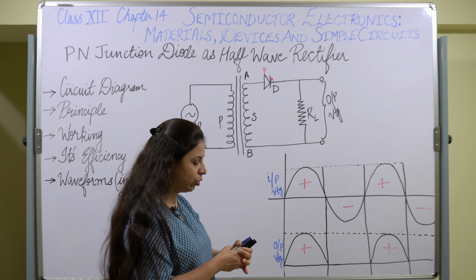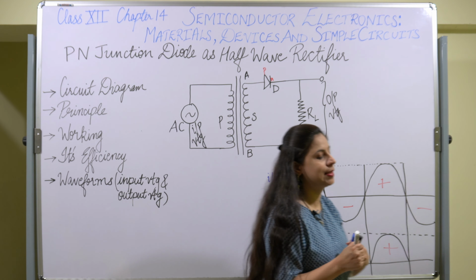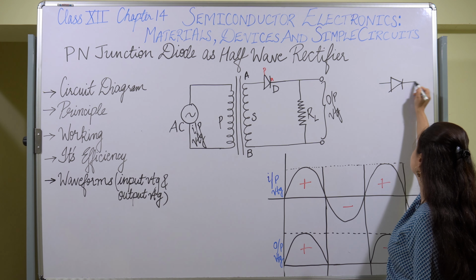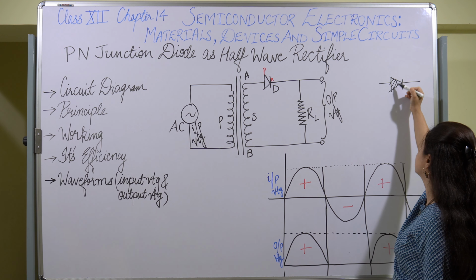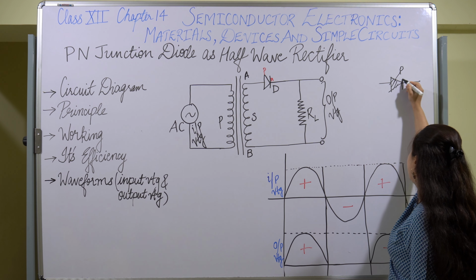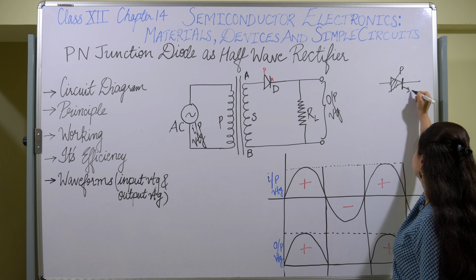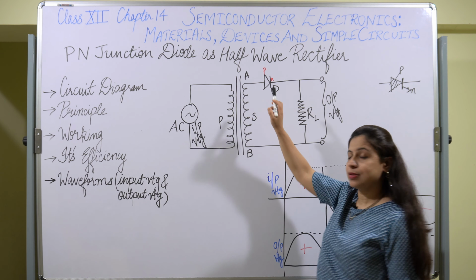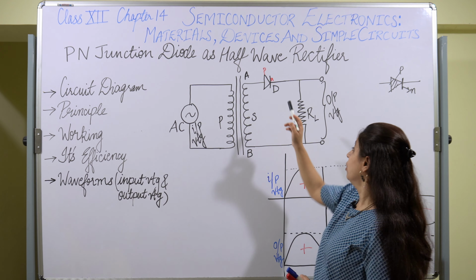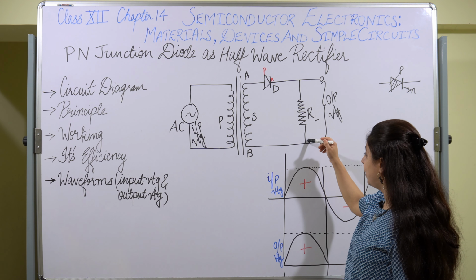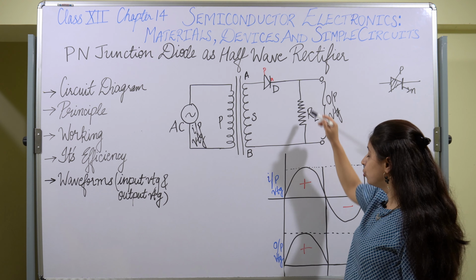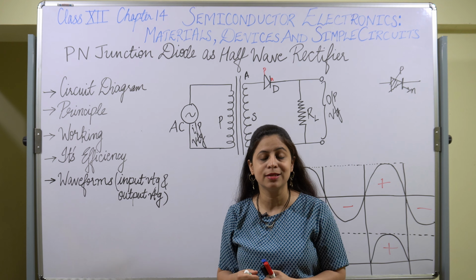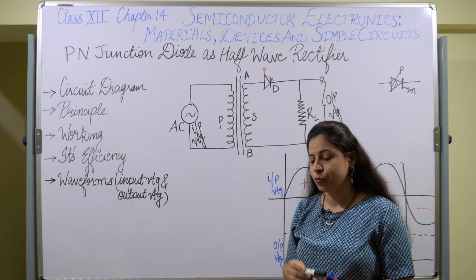This is the symbol of the diode. The diode symbol looks like this. This part is referred to as the P-type semiconductor and this part is always the N-type semiconductor. Then a resistance is placed over here, and across this resistance we will get our output.